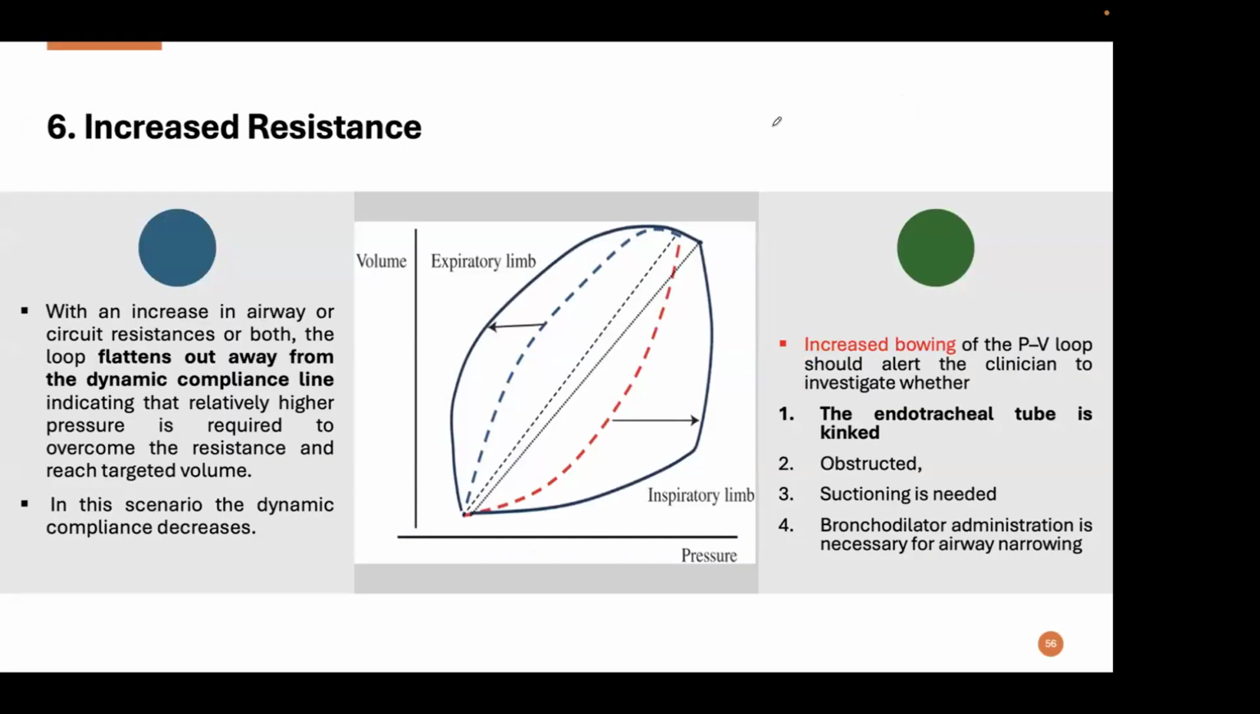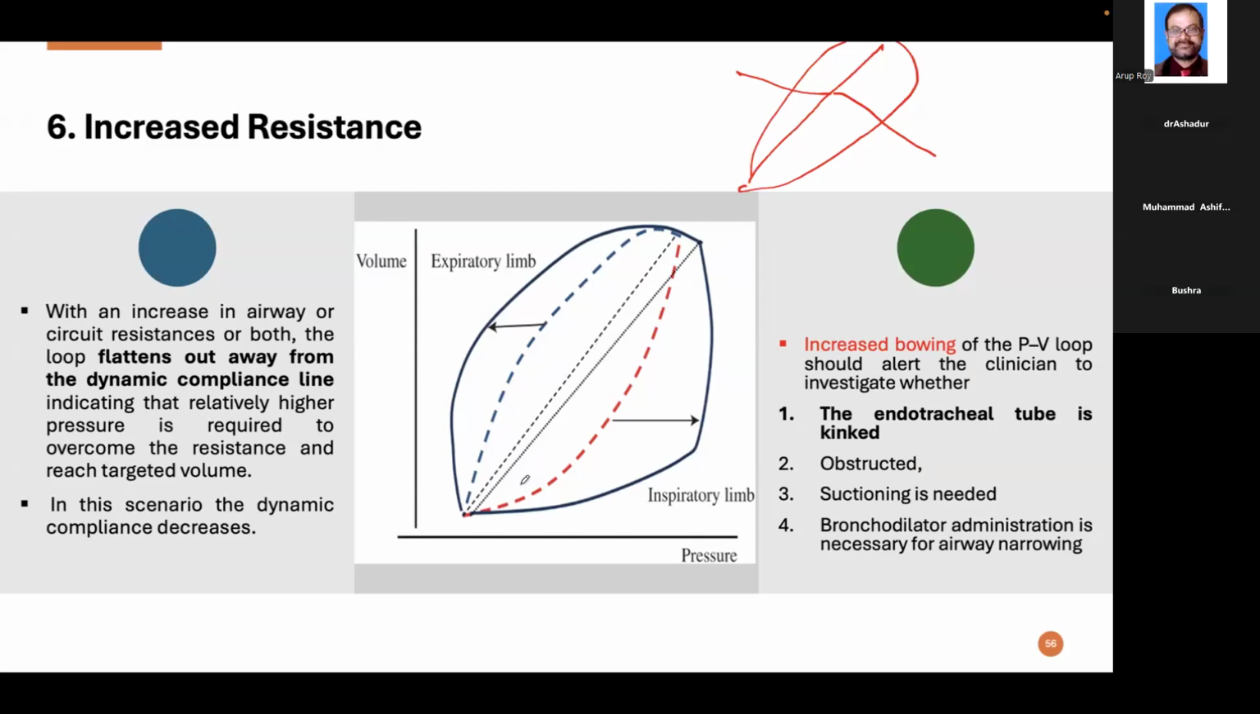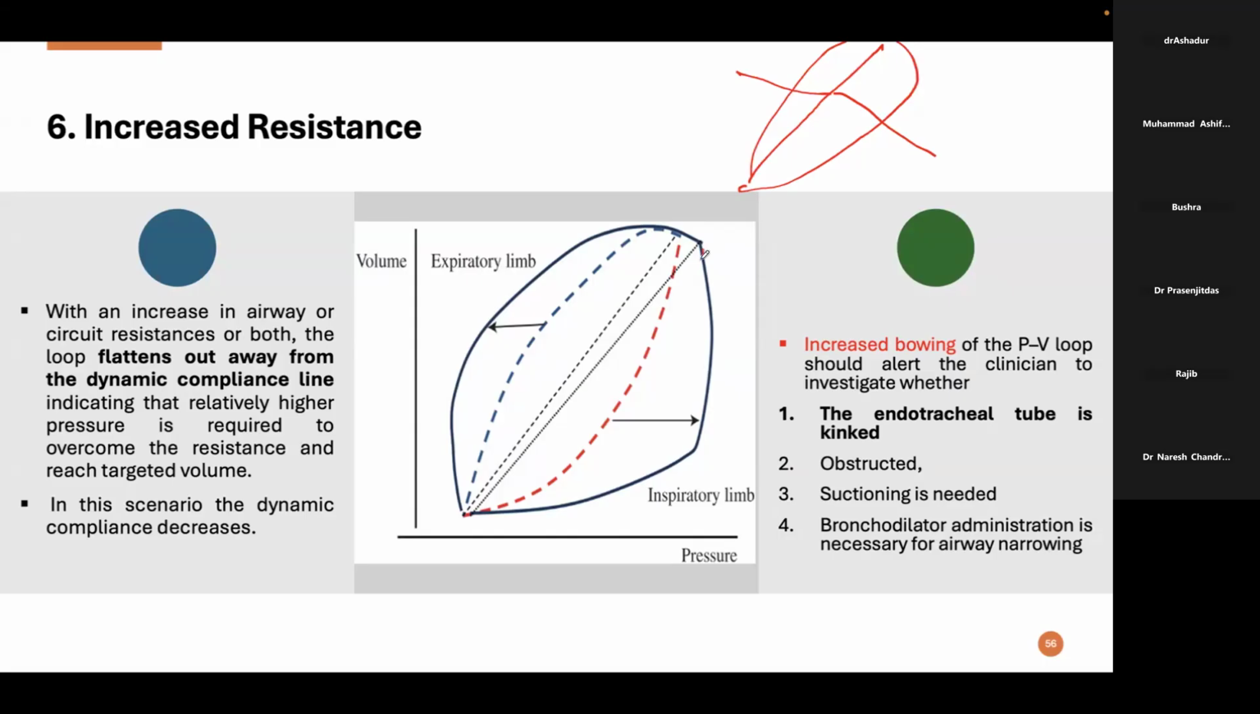Now I was talking about resistance. I told you that this one is like this, your compliance axis. As the distance increases, your resistance increases. So if there is bowing like this, it means there is more resistance. If there is bowing on the inspiratory side, more inspiratory resistance. If there is bowing on the expiratory side, that is more expiratory resistance.